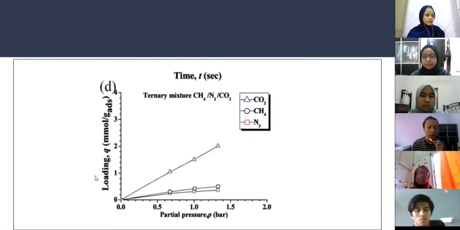With this figure, we can see that carbon dioxide is absorbed more than other gases. This is because carbon dioxide has higher polarizability and quadrupole moment compared to the other gases. The higher polarizability and quadrupole moment of carbon dioxide result in stronger interaction with the pore surface of metal organic frameworks, showing great potential in carbon dioxide capture and separation. Next.